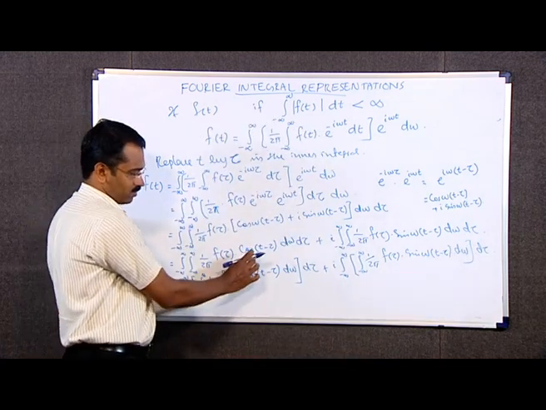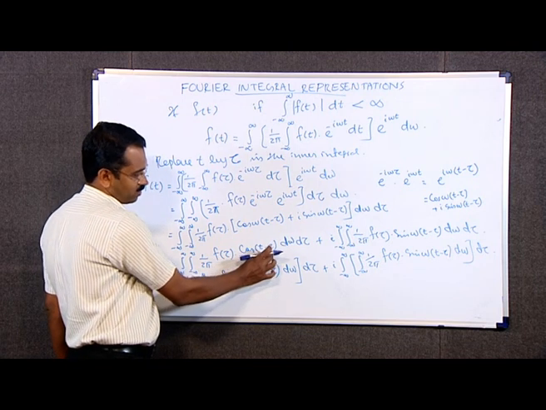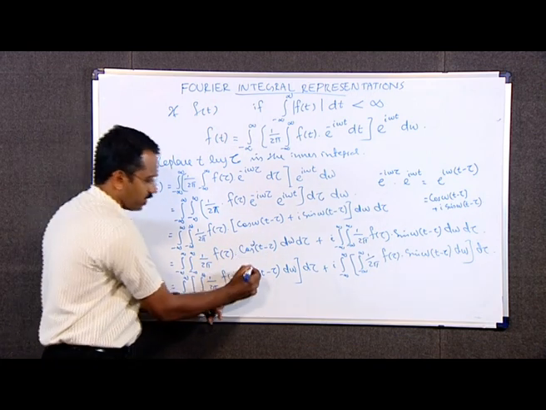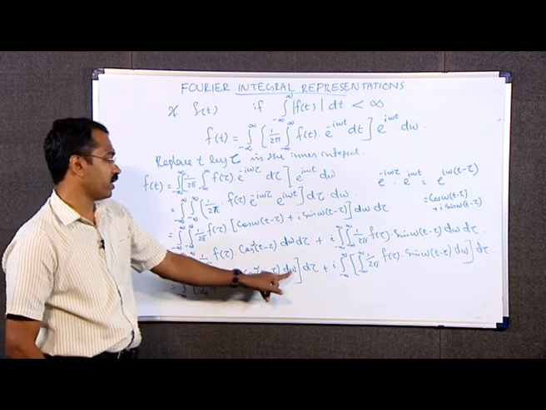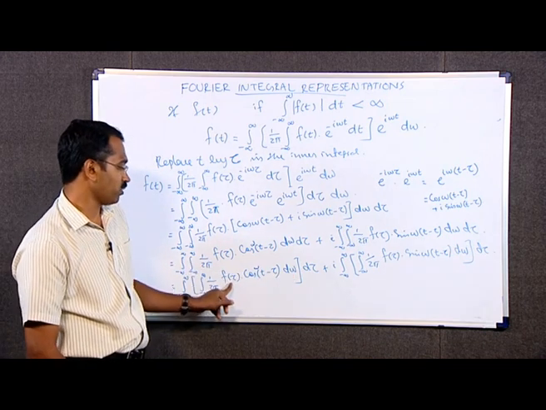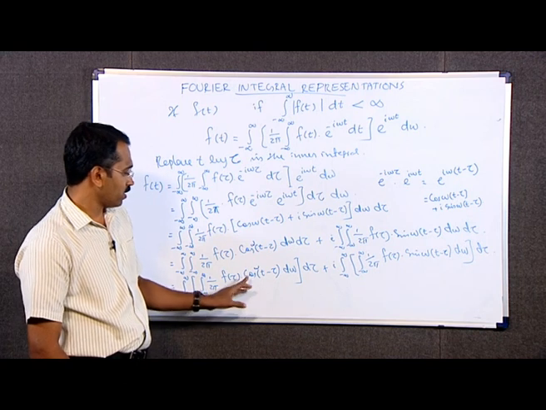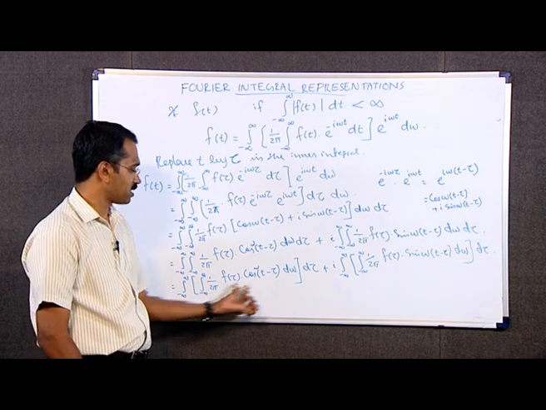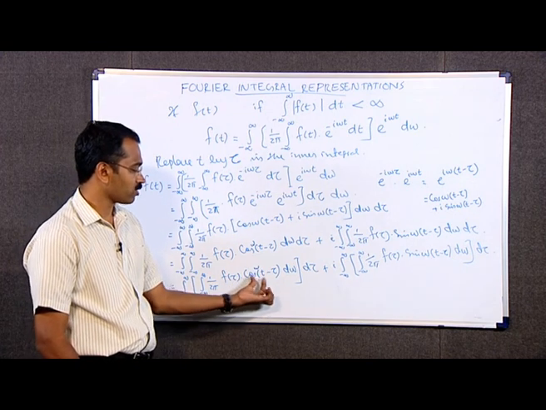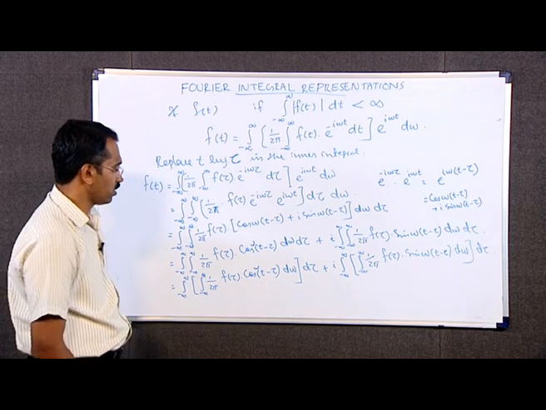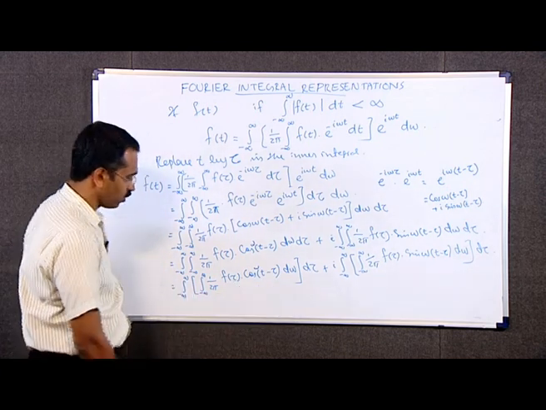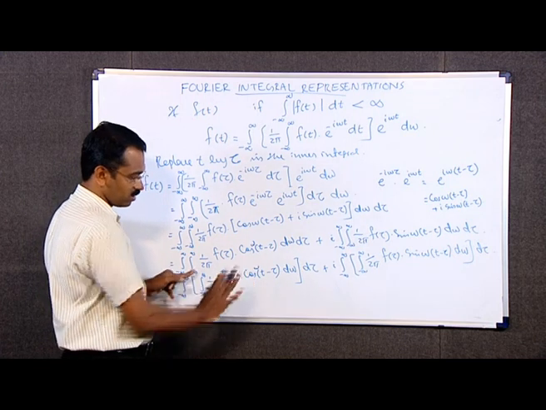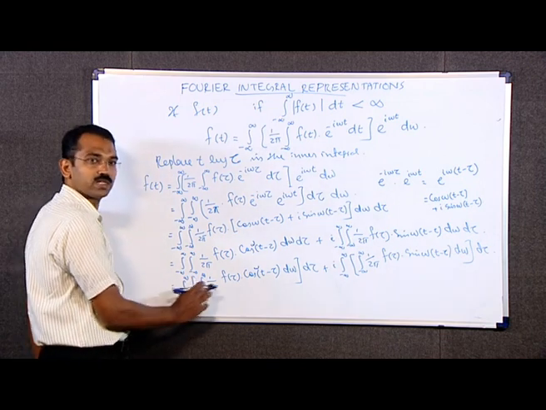Here, cos of t minus tau, there is a correction: it is omega into (t minus tau), therefore here also omega. Now here the integration is with respect to omega, therefore f of tau is a constant. Cosine function is always even, therefore this function f of tau into cos omega (t minus tau) is an even function. Therefore we can write this integral from minus infinity to infinity as 2 times the integral from 0 to infinity.